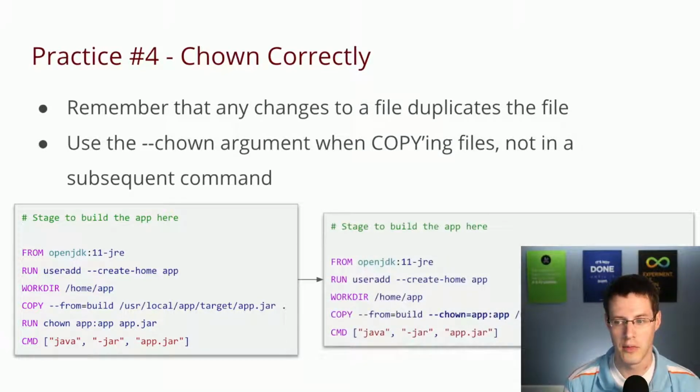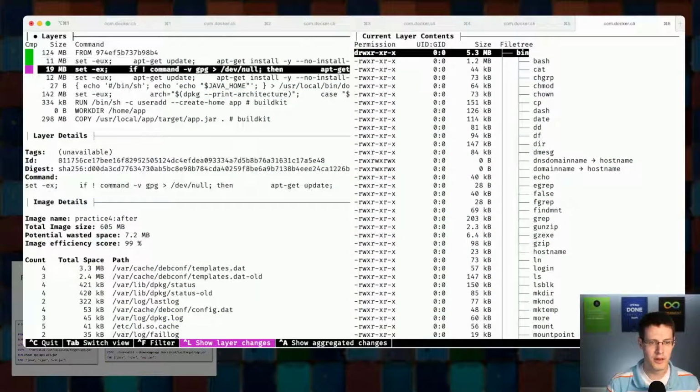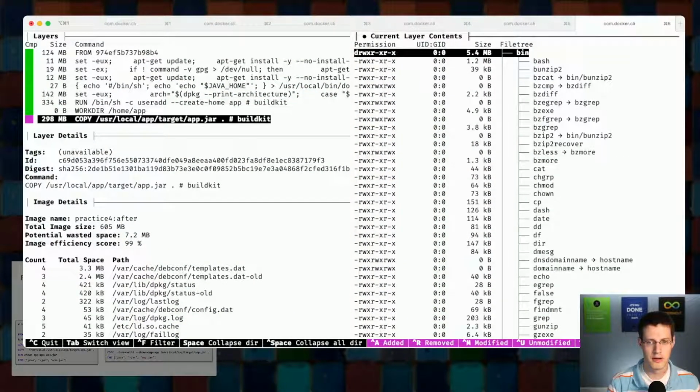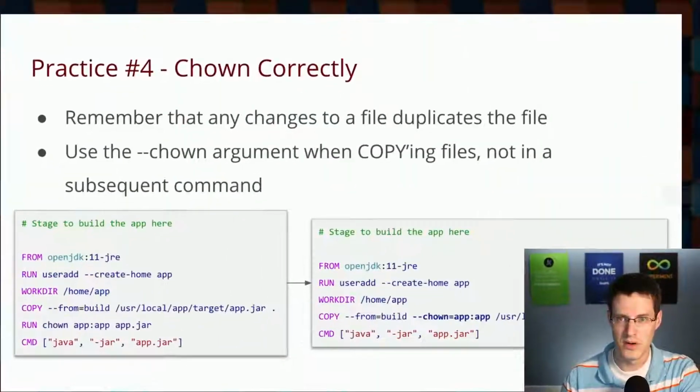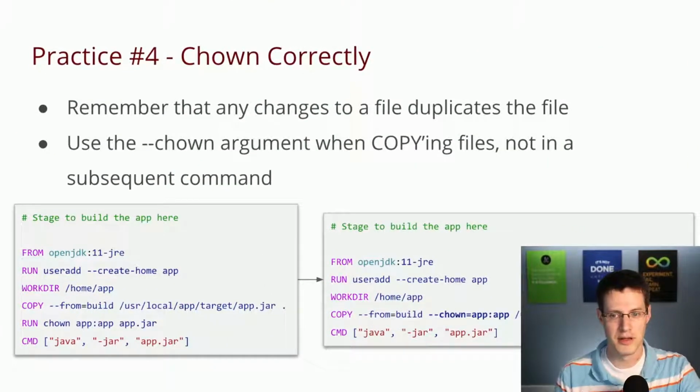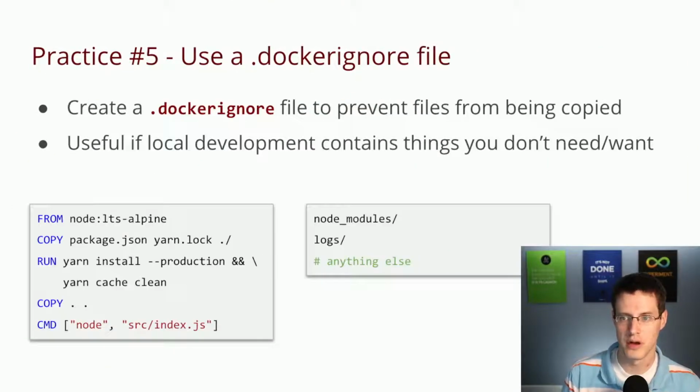The easy way to fix this is by moving the change ownership into the COPY. Now this will be a single layer that does the copy and changes the ownership. If I dive into it again, I only see one layer, and that layer has the app.jar with the right user ownership, and I'm only shipping the jar file once. So again, look at these little things: what's changing the file system, and am I potentially shipping things more than I want to?